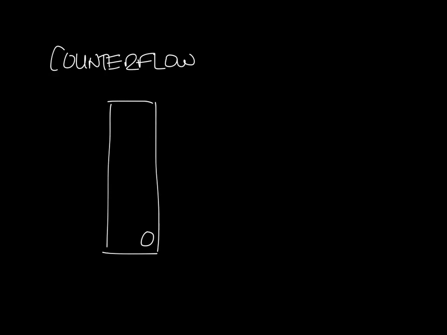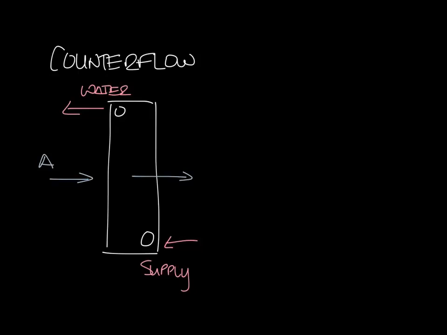So let's draw a coil. The bottom is the supply, the top is the return, and so our water flow will go in this direction, into the supply and out the return. And then we'll draw our airflow in, and our airflow is going in the opposite direction of the water flow, so it's going this way through the coil.